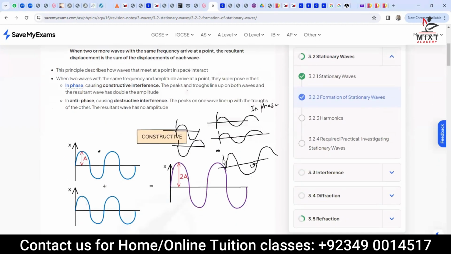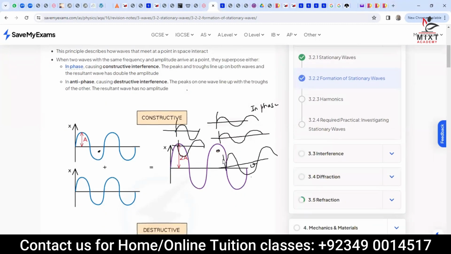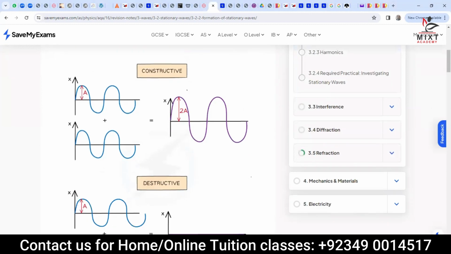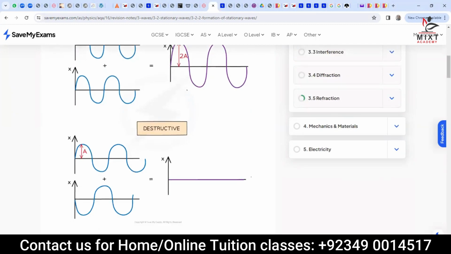Let's take an example here. Check it out. It was a constructive interference. Why? You will have two waves and the resultant is 2A. The displacement becomes 2A. So interference is constructive interference. On the other side, let's see the destructive interference. You will have no amplitude or displacement left because both cancelled each other. So that interference is called destructive interference.